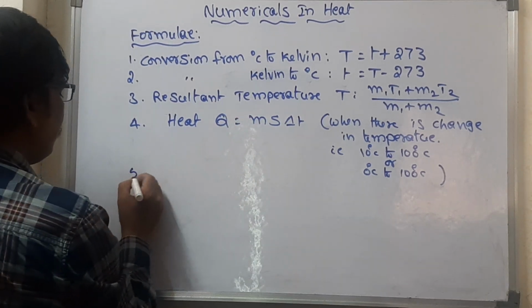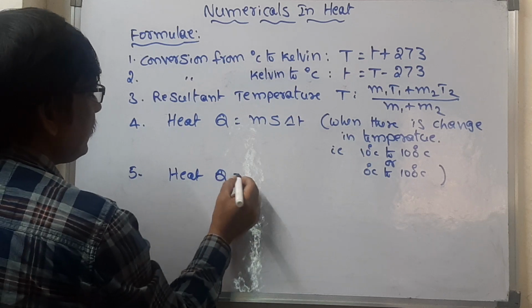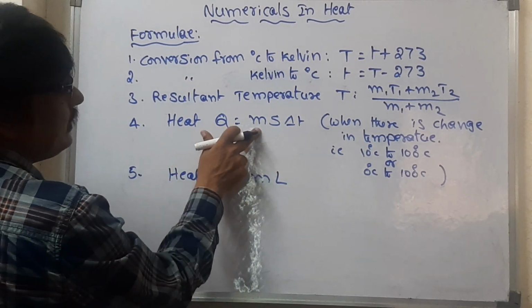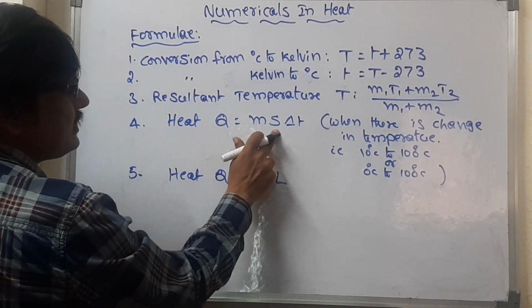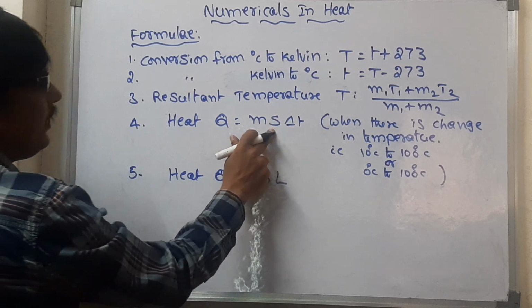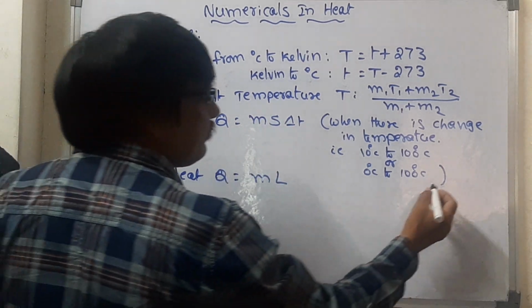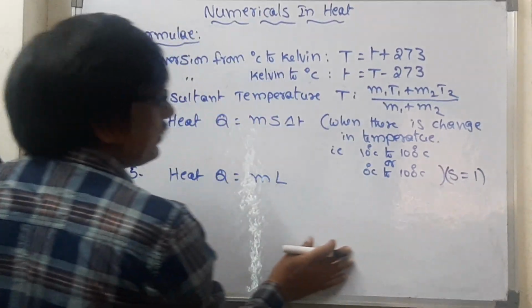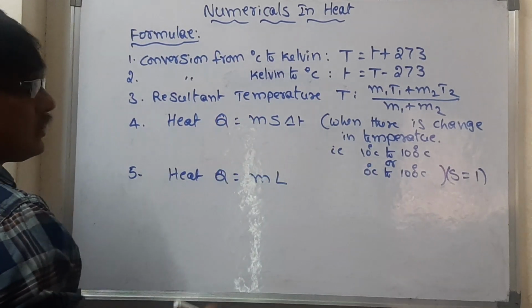Then another formula, also based on heat, is used to find latent heat. In this formula, Q is heat, M is mass of the substance, S is the specific heat. Specific heat sometimes will be given; if not given and it is water, the specific heat of water is 1, you have to keep that in mind. If the value is not given and it says water, then you can take S is equal to 1.